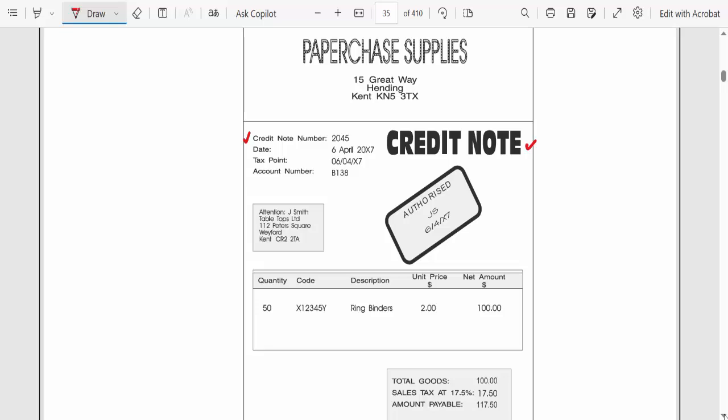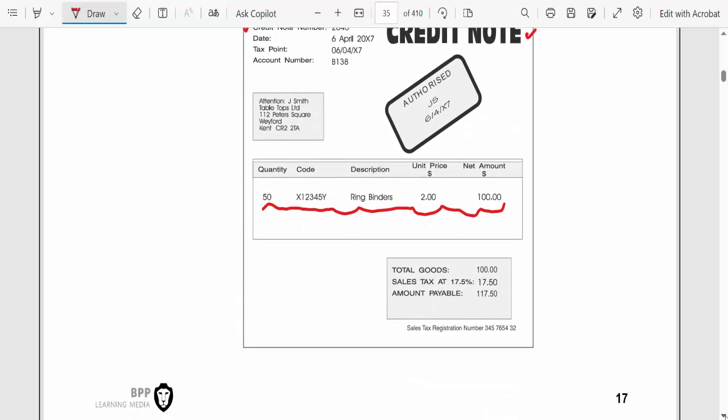Goods returned: Tabletops returned 50 units of the ring binders. Unit price: the unit price remains the same at $2 per ring binder. Amount credited for goods: since 50 units were returned at a unit price of $2, the total credited amount for the goods is $100, 50 units multiplied by $2 each.